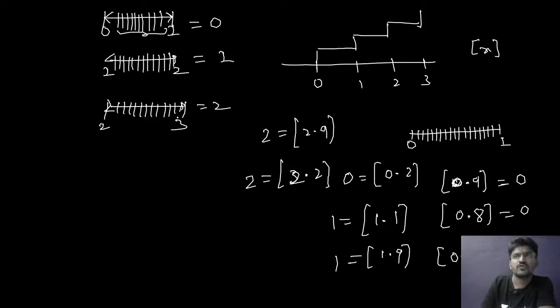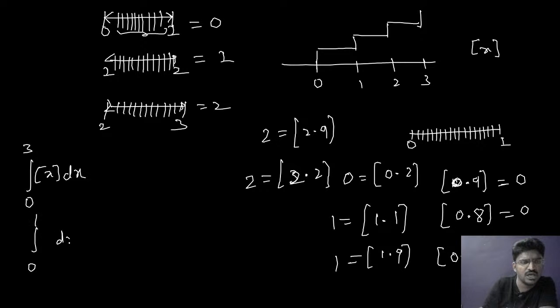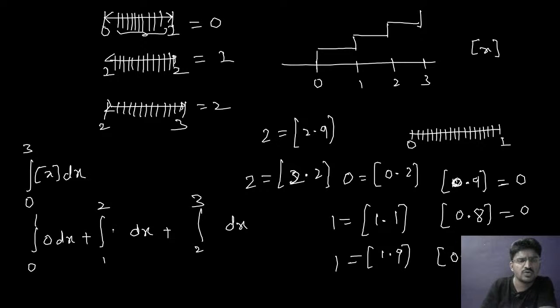So for that reason, whenever you are solving integration from 0 to 3 of the greatest integer function with respect to dx, it is going to be divided into integral from 0 to 1 dx plus 1 to 2 dx plus 2 to 3 dx. The output from 0 to 1 is 0, 1 to 2 is 1, 2 to 3 is 2. This term will be 0, so let us cancel it.